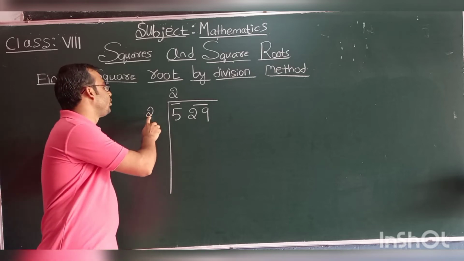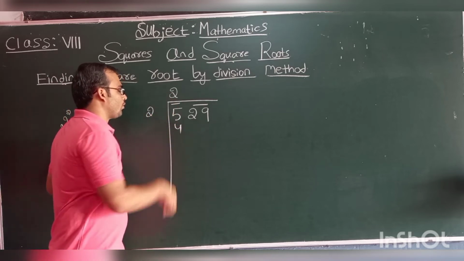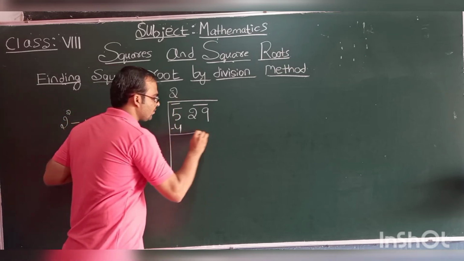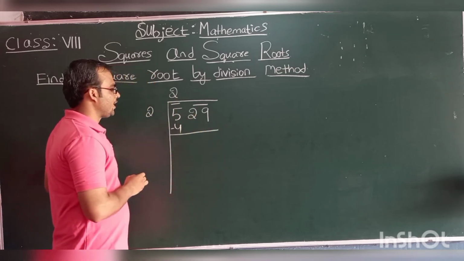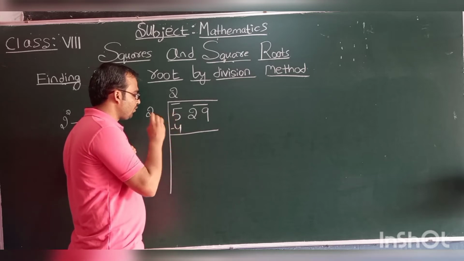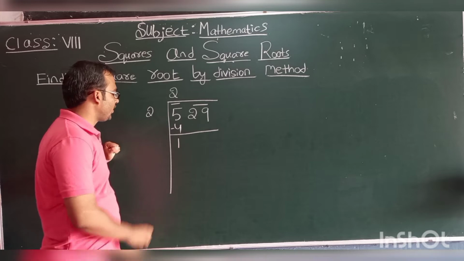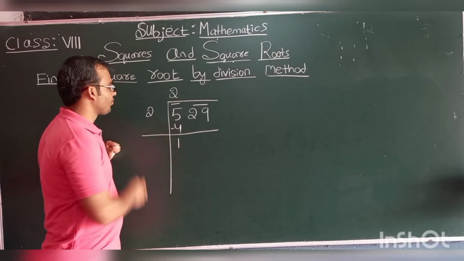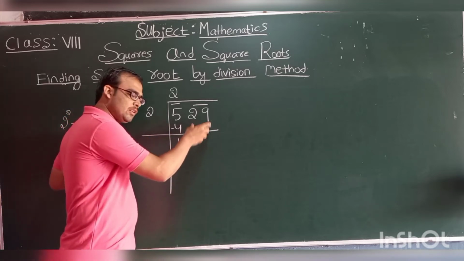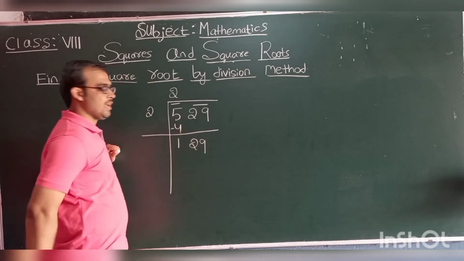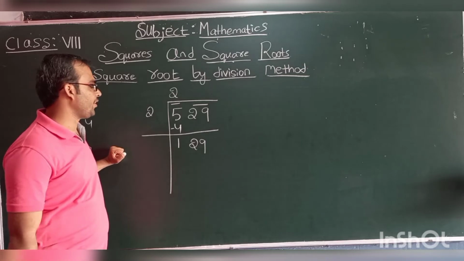Now multiply: 2 2s are 4. Here minus. Next, what is the next step? Now 5 minus 4 is what? 1. So extend this line. Next, you bring down these numbers, so it will become 129.